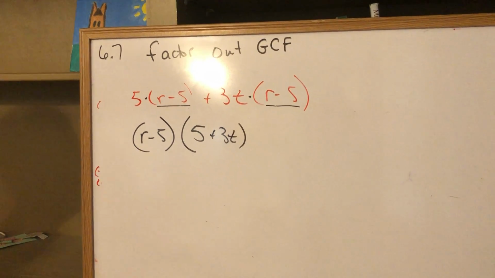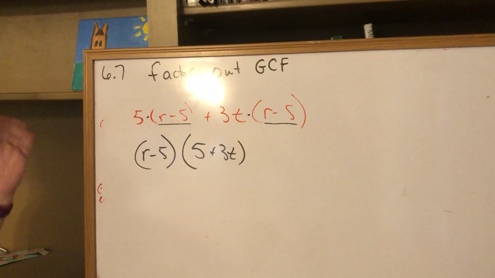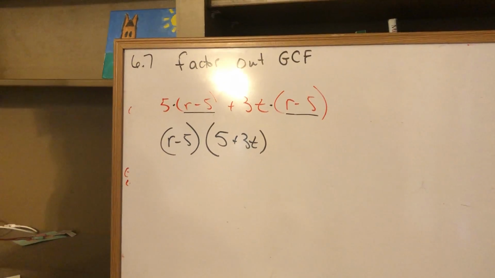The next time we'll be talking about factoring by grouping. That's still 6.7. So I'll see you in a bit with 6.7, factoring by grouping.